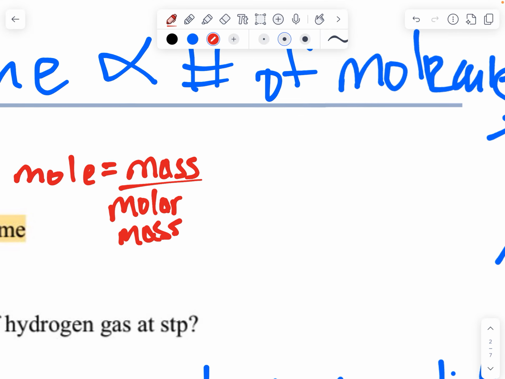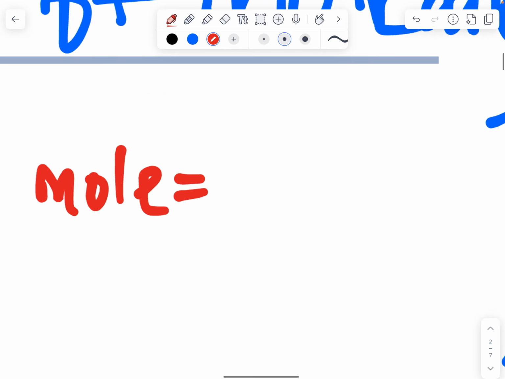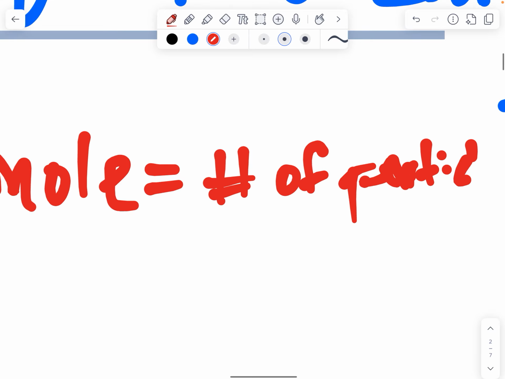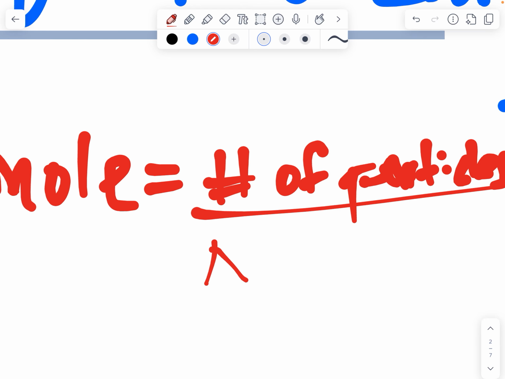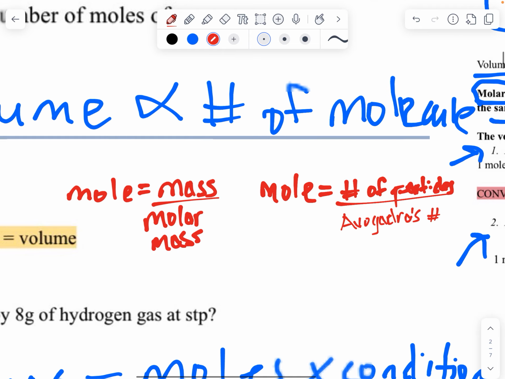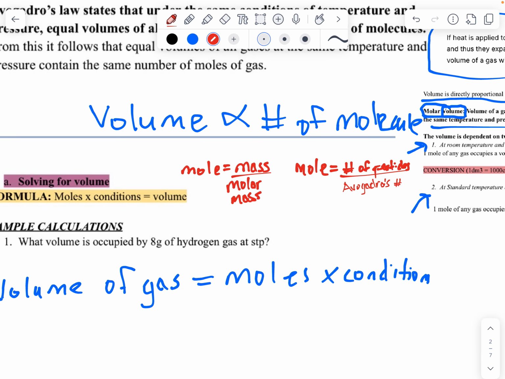And moles is also equal to number of particles over Avogadro's number. Guys, don't mind the writing, please. This is going to come back. Just a little recap. Because sometimes you don't see the mole in the question. You have to solve for it.